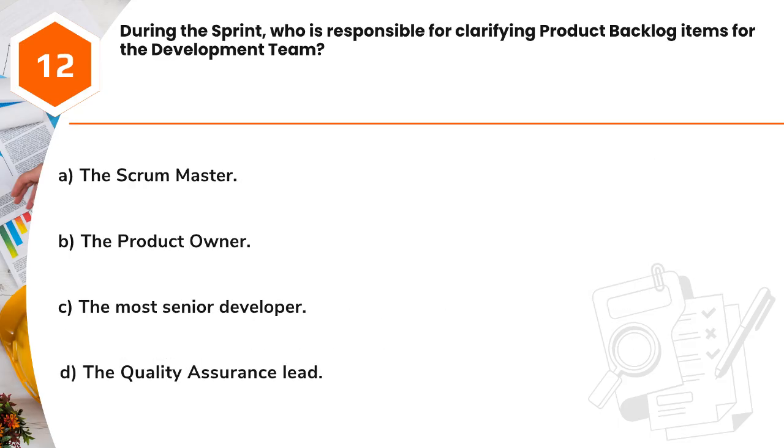Question 12. During the sprint, who is responsible for clarifying product backlog items for the development team? A. The Scrum Master. B. The Product Owner. C. The most senior developer. D. The Quality Assurance Lead.